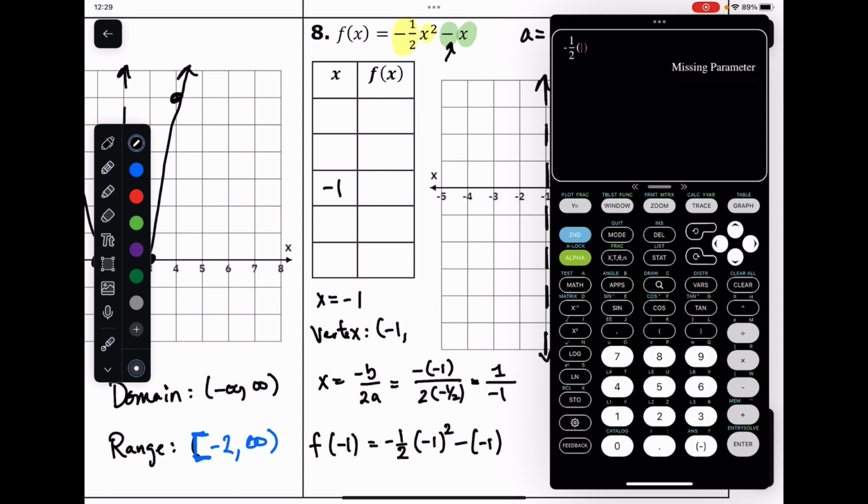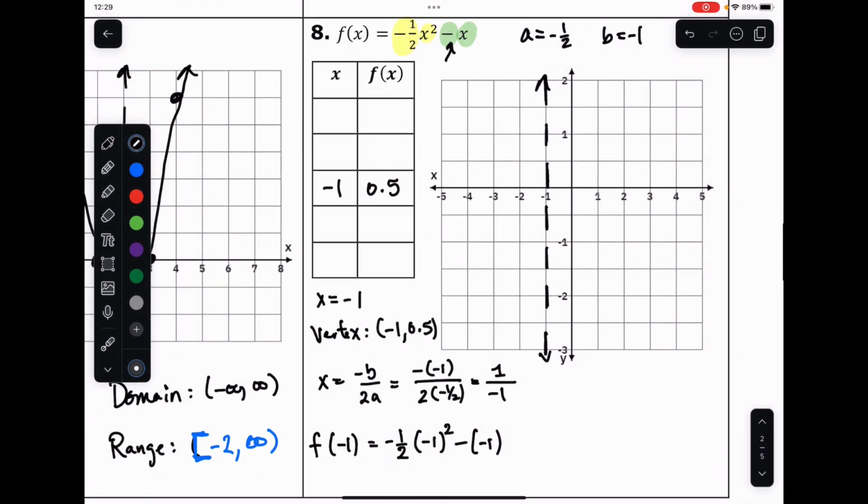And in parentheses, we have negative 1, close the parentheses, raise it to the second power, minus negative 1. And that's 0.5. Okay, so that is our vertex.